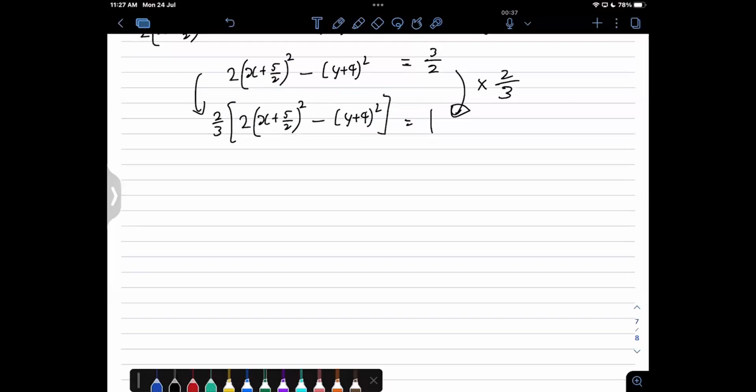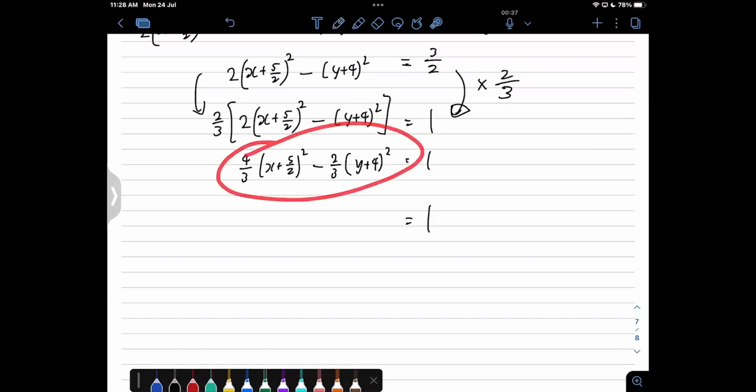Distribute 2 over 3 times in the first guy, you get 4 over 3 times of blah, blah, blah. Then 2 over 3 times negative 1 here, you get negative 2 over 3, blah, blah, blah. Equals to 1. Equals 1 is good. Now this one, not so good. You need to make sure that the coefficient in front of the bracket is 1. So how do you do that? You bring it to the denominator. The constant 4 over 3 becomes a 3 over 4.